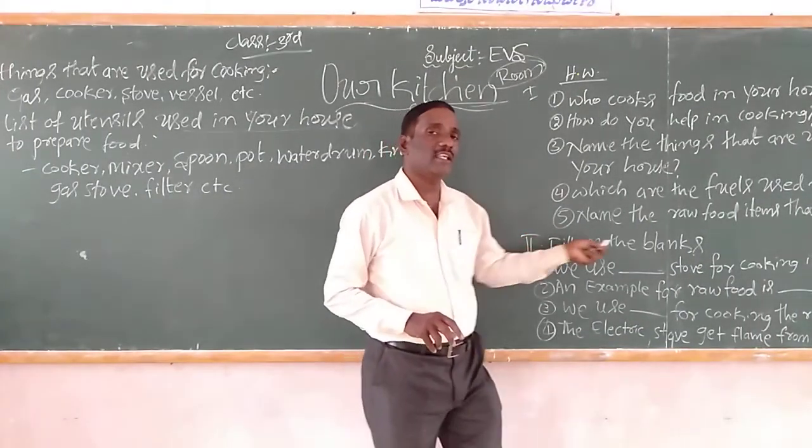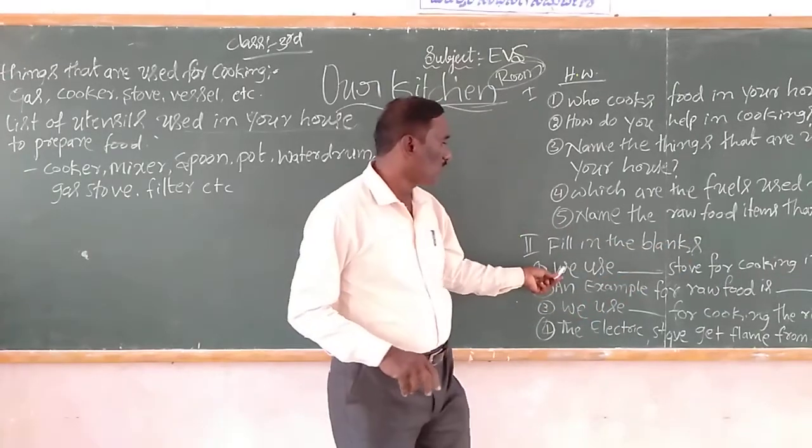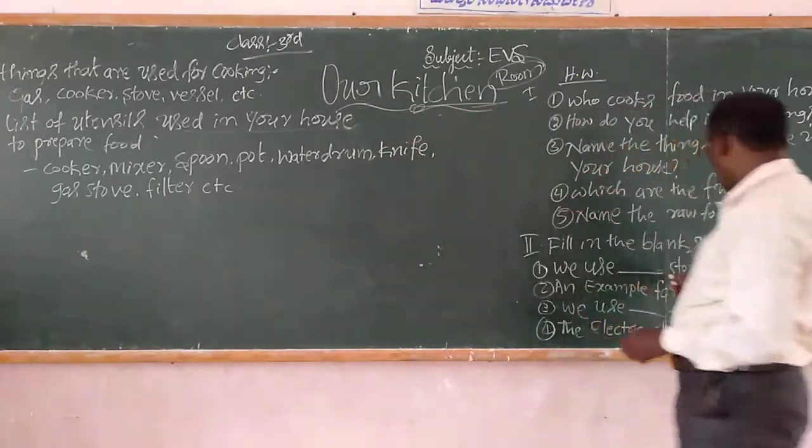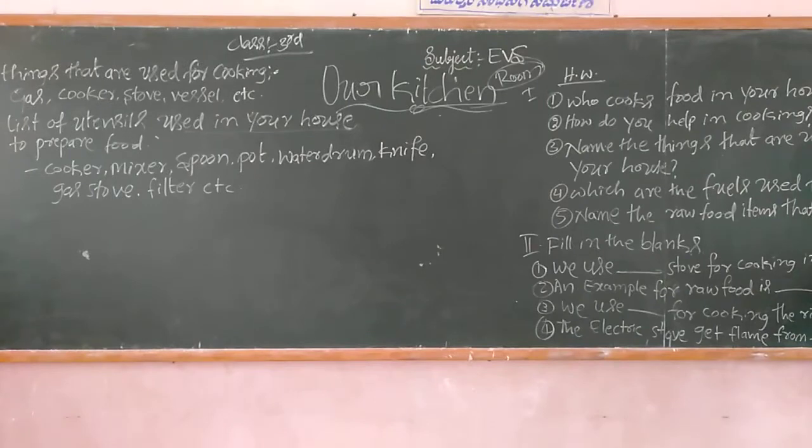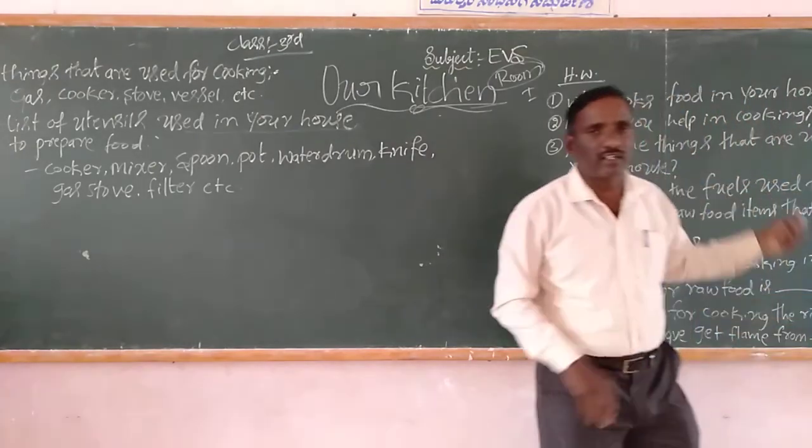Next, fill in the blanks. We use a gas stove for cooking in my house. Second one, an example for raw food is dash. The electric stove gets flame from dash. So write these questions and answers.